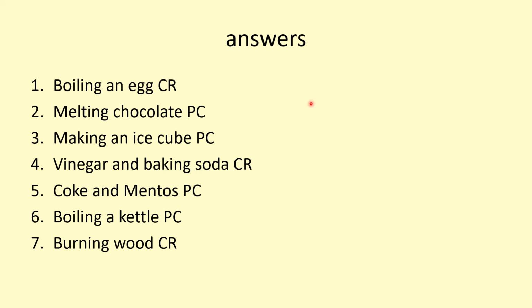So boiling an egg, baking soda and vinegar, and burning wood are all chemical reactions, and the others are physical changes. This one, Coke and Mentos, you might have thought that that was a chemical reaction, but actually all that's happening is the Mentos are providing a surface for the Coca-Cola bubbles to come out of solution. It's not something that we need to know in year 7, but it is interesting.